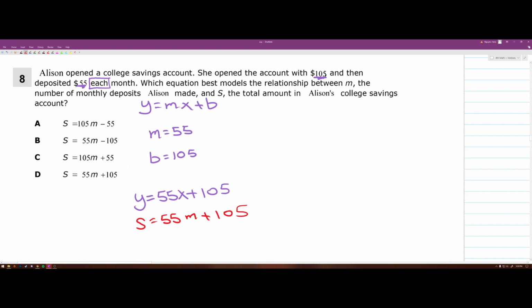A has s equals 105m minus 55. Nope, we have a positive 55. And our slope is wrong. B, 55m minus 105. Slope is good, but our b is wrong because our b, we have a positive 105. C, s 105m. Again, our m is wrong. Our slope is wrong. So then we look at D, s equals 55m plus 105. And that's exactly what I have down here. So my answer is D.